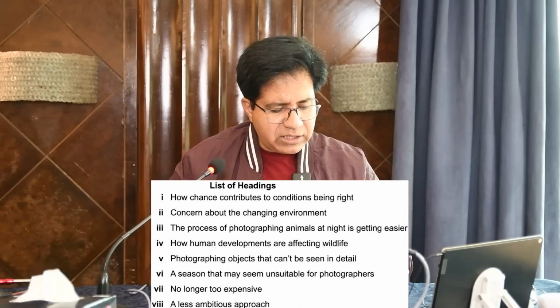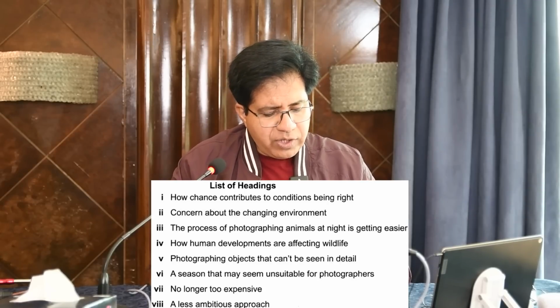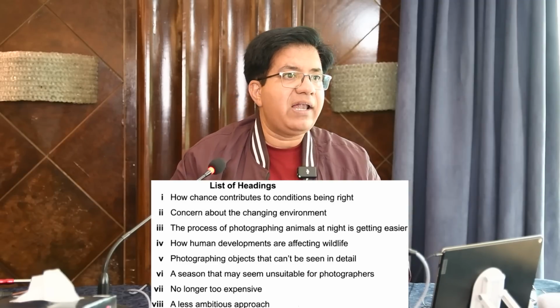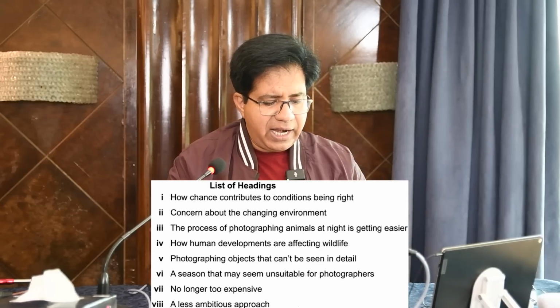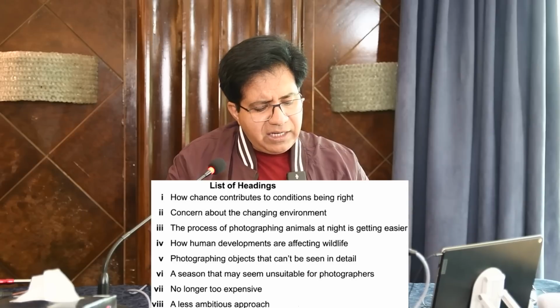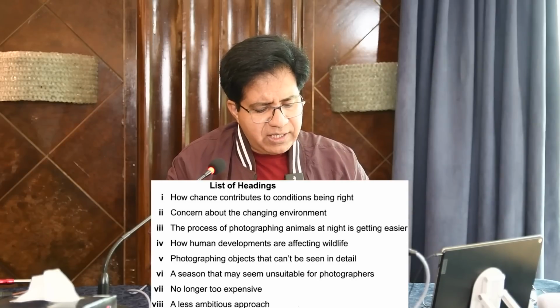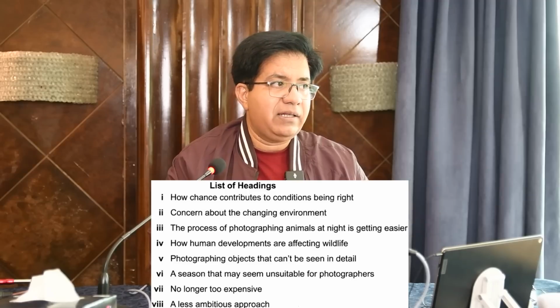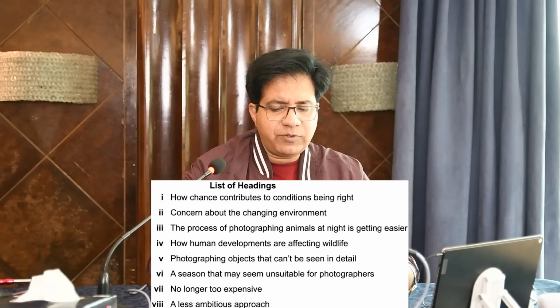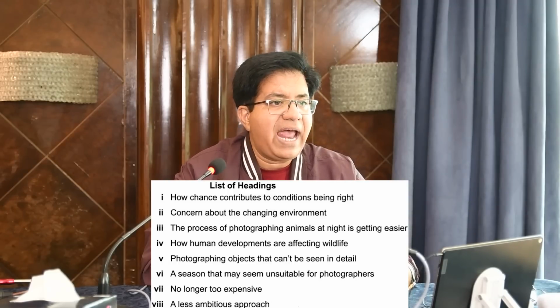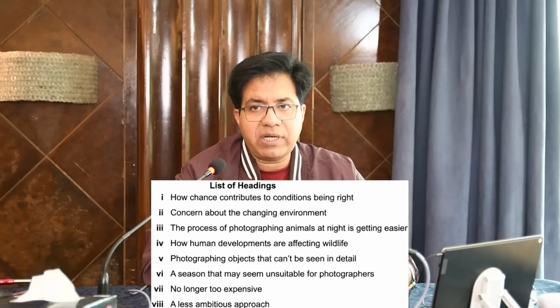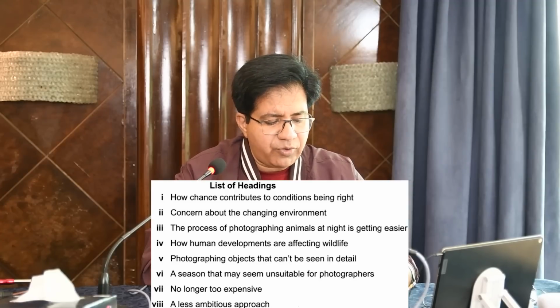Yeah. Let's go on. Next heading is how human developments are affecting wildlife. Human developments are construction of roads, bridges, houses, and it is affecting wildlife. Heading number 5, photographing objects that can't be seen in detail. So maybe the night photography or anything like that. Heading number 6, season that may seem unsuitable for photographs. In one paragraph, they will talk about a season which is unsuitable for photographs.